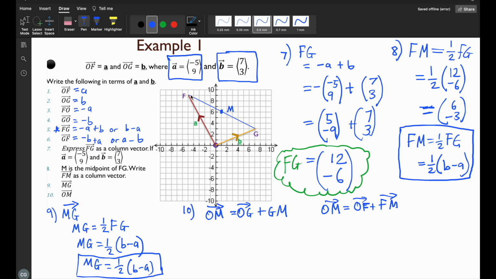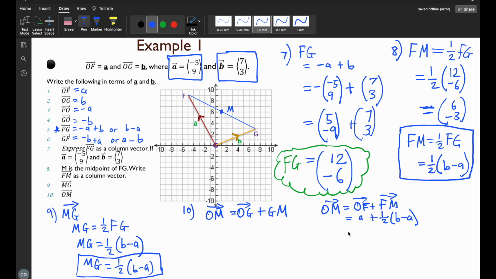So we go O to F, F to M. Or we could go O to G, G to M. Now, let's try O to M first. So O to F, we already know what O to F is. What is O to F? A. So A plus FM. What is FM? Do we have anything that tells us what FM is? Half of FG. Lovely. Which is half of B minus A.